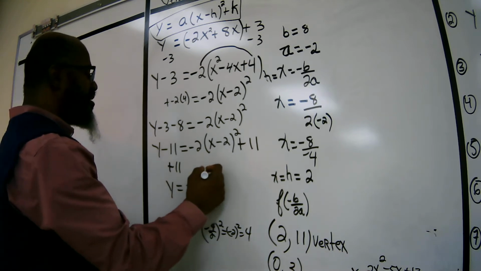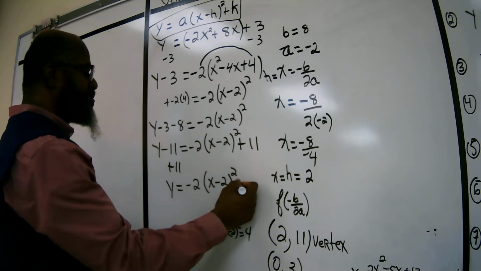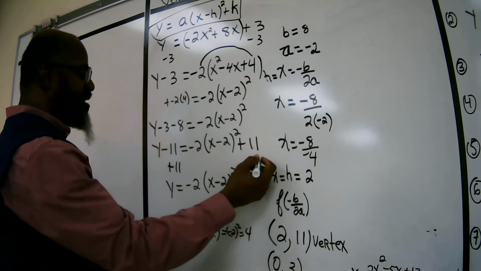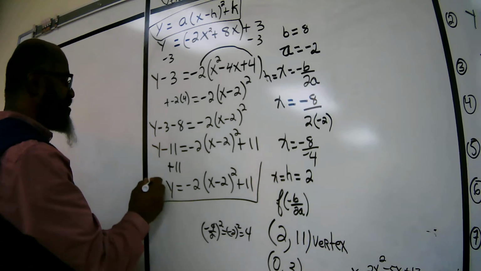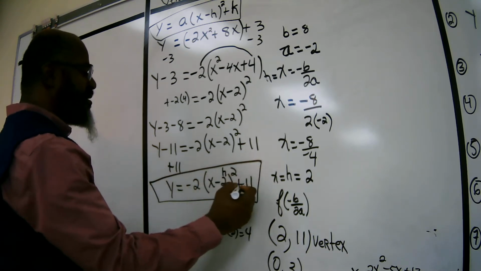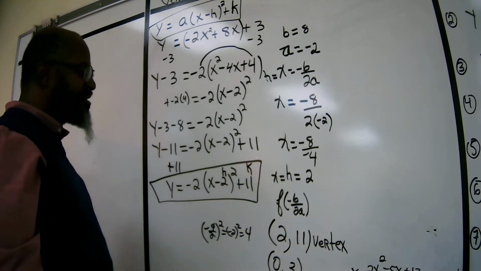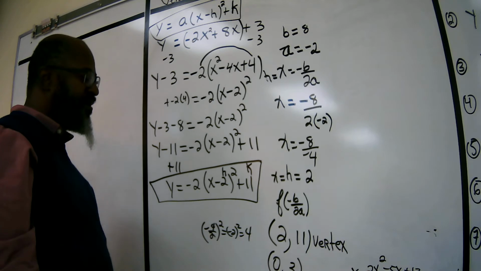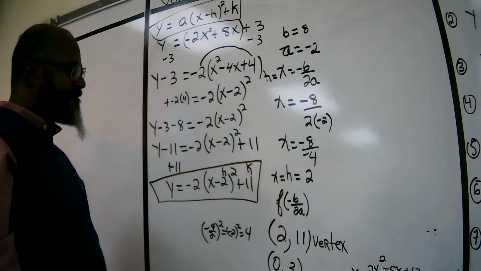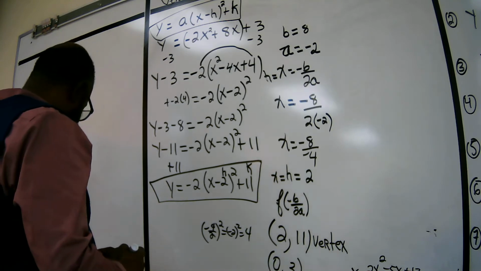So either way will work out. Then as you can see, the equation will not change. Right? This is your h. This is your k. This is our equation in standard form. Alright. So let's keep practicing. So let's go for another one.